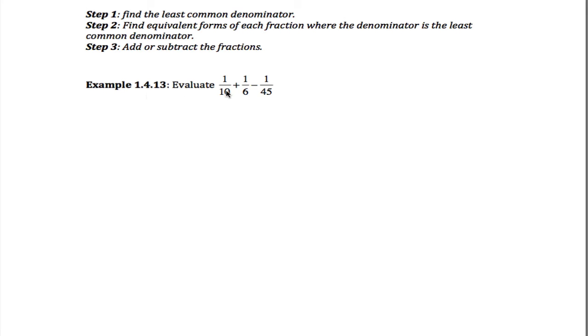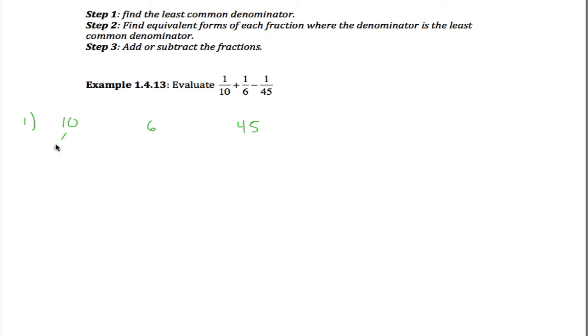In this example, I'm asked to evaluate 1/10 plus 1/6 minus 1/45. And the way I'll do that is by following this three-step process again. The first step is to find the least common denominator, which is just the least common multiple of the denominators. So my denominators are 10, 6, and 45.